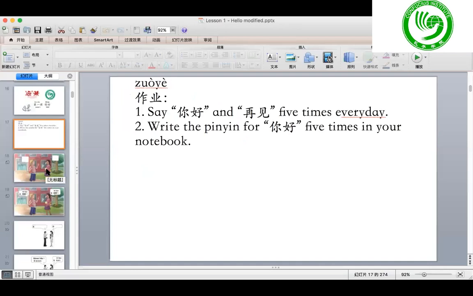Okay. And now let us think about what we've learned last time. So last time we have learned where China is. Remember, it's a country in Asia. And the capital of China is Beijing. How to say China in Chinese? It is, yes, 中国.